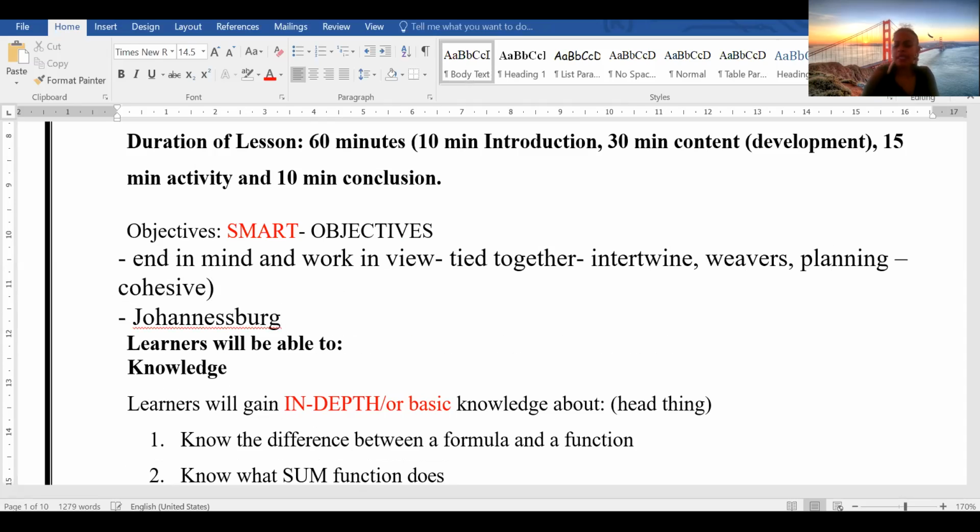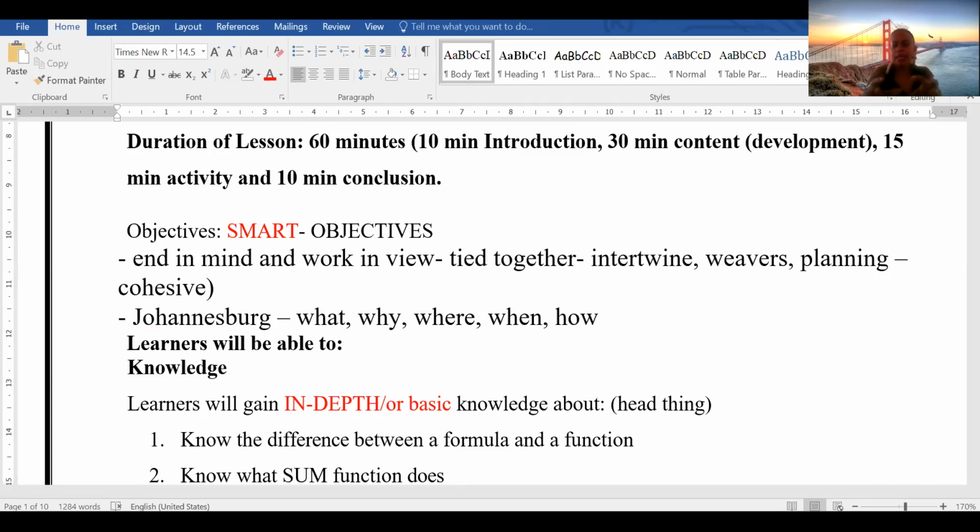So going to Johannesburg is just the main idea. To do what? Why am I going to Johannesburg? Where in particular? When? So I'm going to answer how. I'm going to answer all those questions and then I thread them together.